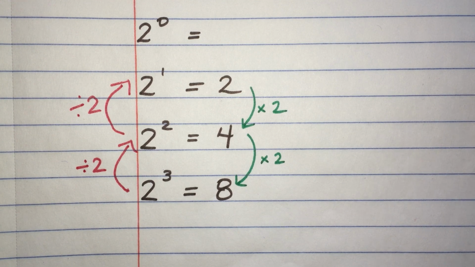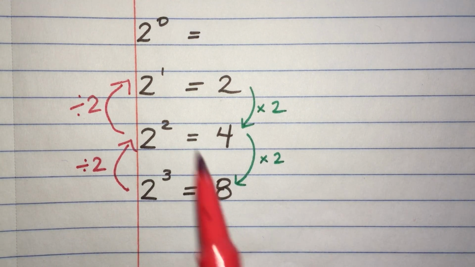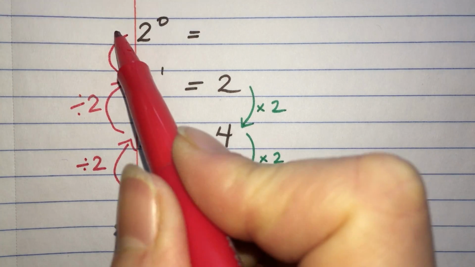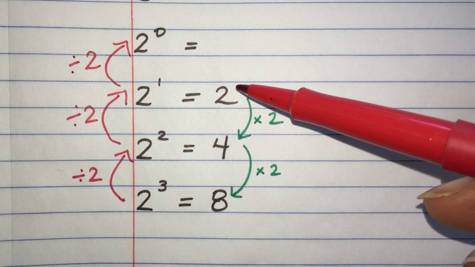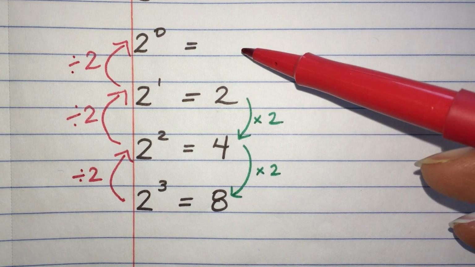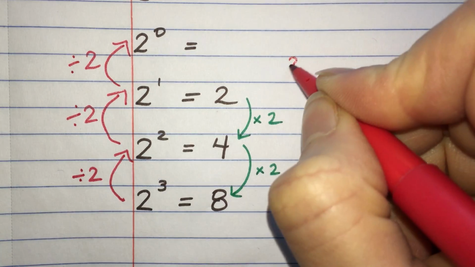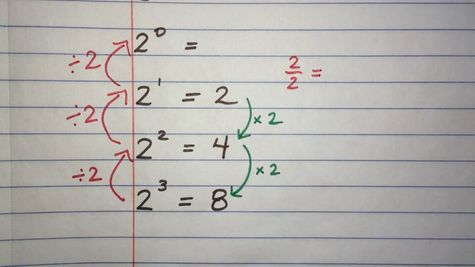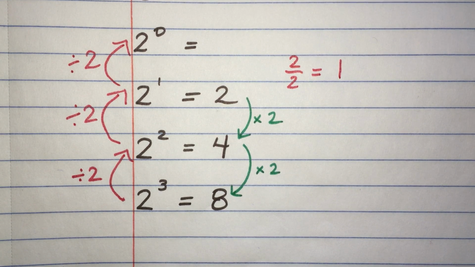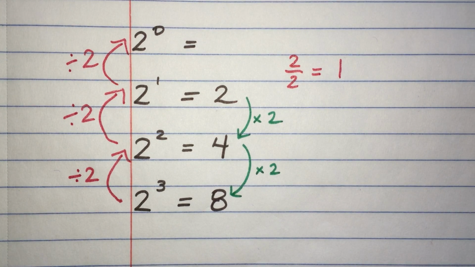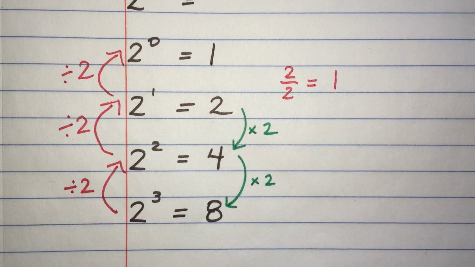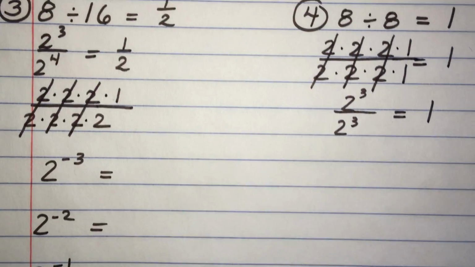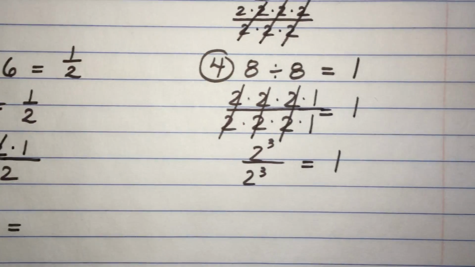2 to the 0. Well, if we kept our pattern going, we would just divide by 2. So what do we get from 2 and then divide by 2? We're looking at 2 over 2, and that is 1. That is the answer that should go in that spot. So 2 to the 0 power is 1. I just want to take that back up to some of the problems that we just talked about.